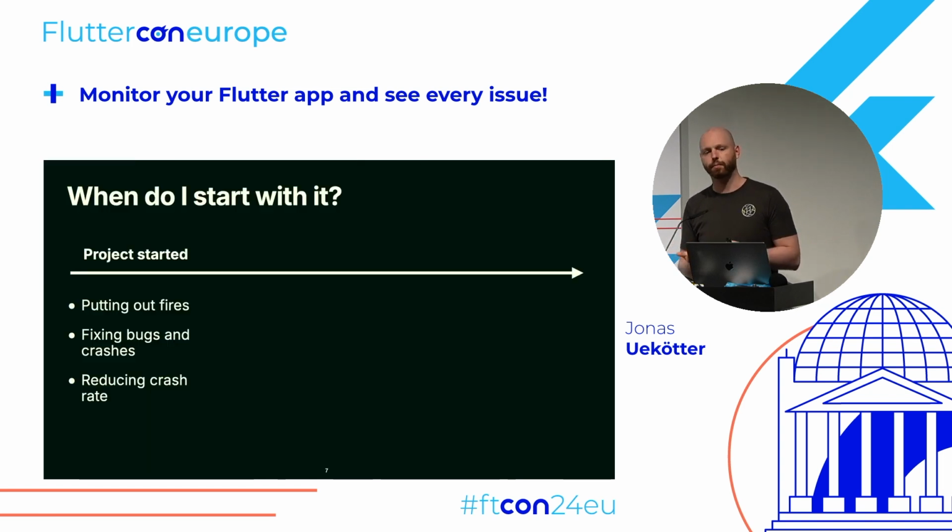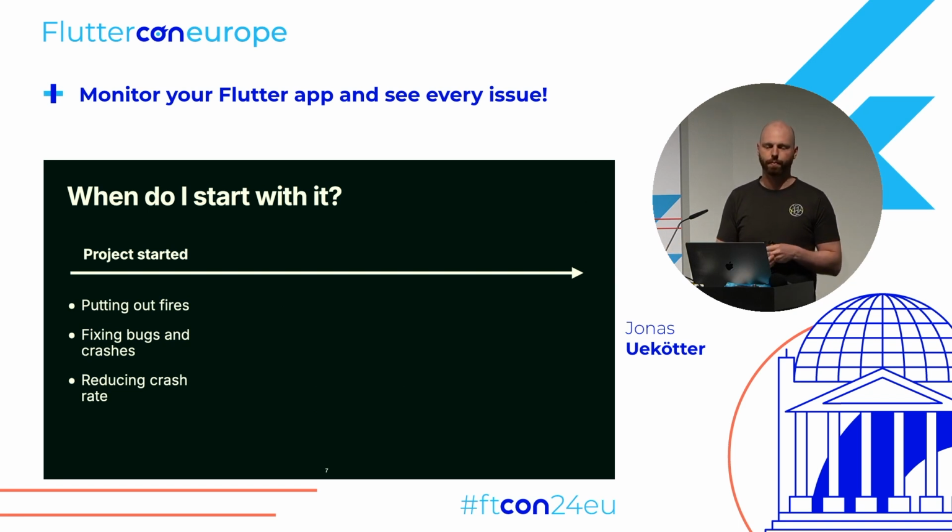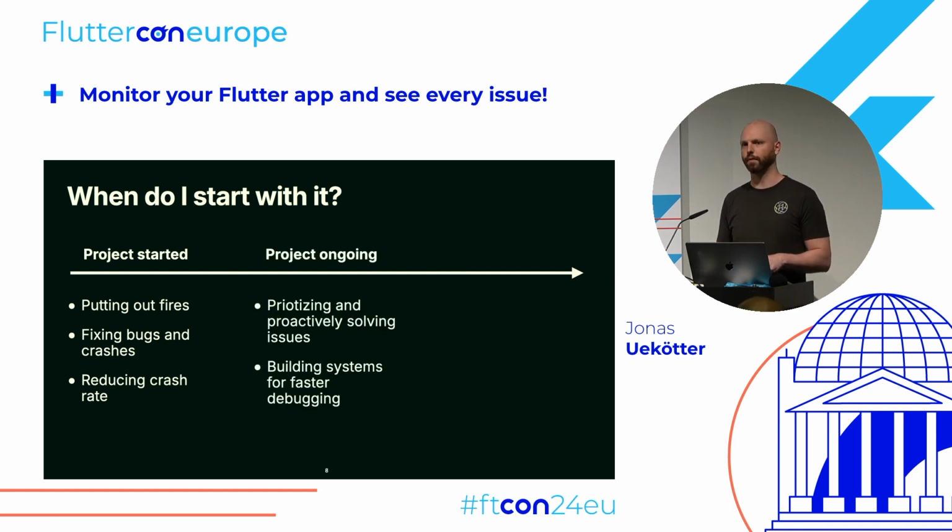When should I start monitoring my application? With error monitoring, you should start pretty much at the start of your project. When you roll out the first version of an app, you're usually mostly occupied by putting out fires: every edge case you didn't consider during testing, fixing bugs, crashes, and so on. Later on, if the project is already ongoing, you've figured out most of the issues that are crashing the app, and you're prioritizing and proactively solving issues, and building systems for faster debugging.